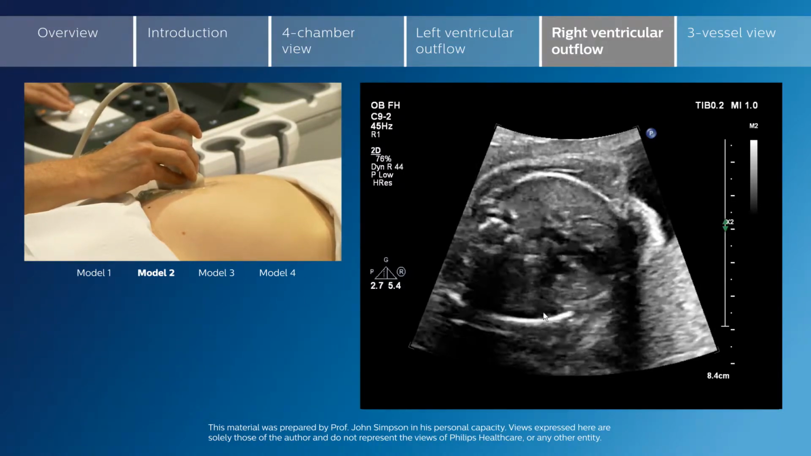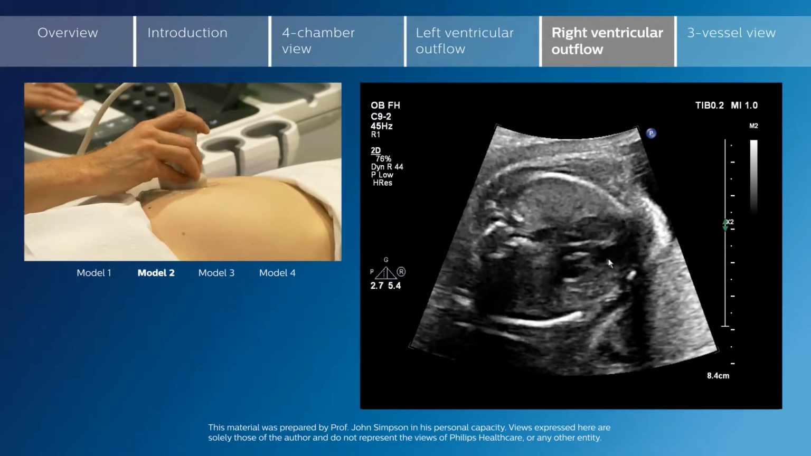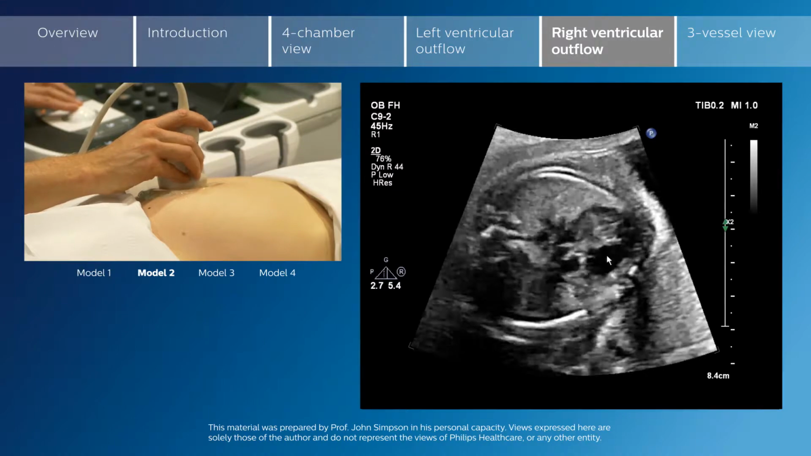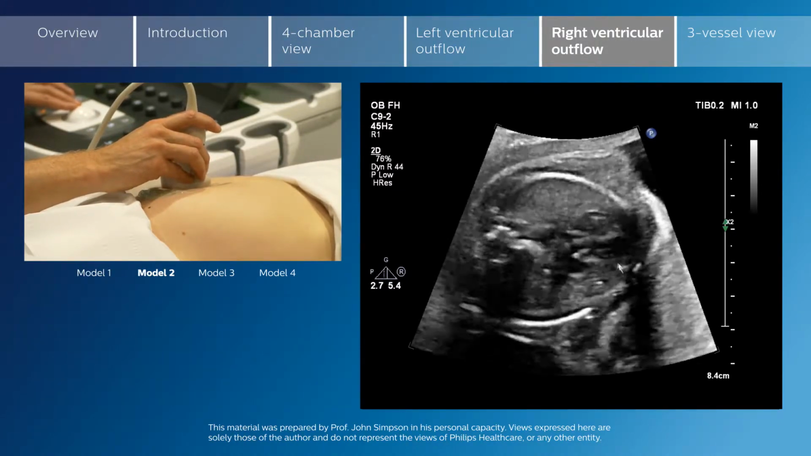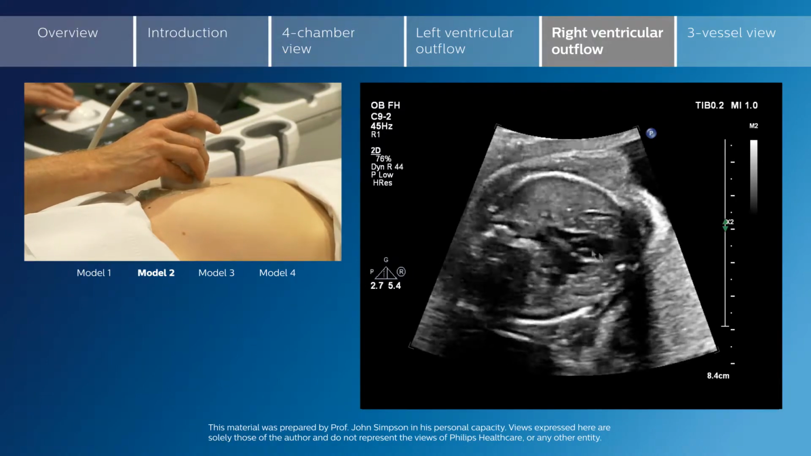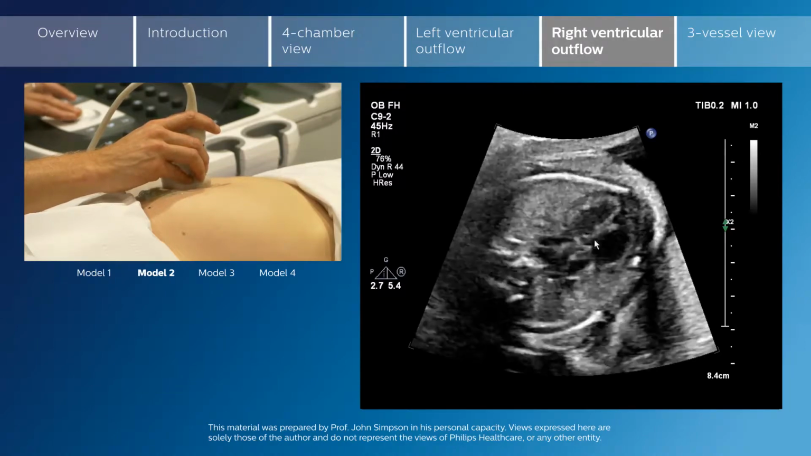On sweeping cranially again, the pulmonary artery is now seen, which takes a course directly anterior from the anterior chest wall through towards the spine, taking a more or less directly AP course here.